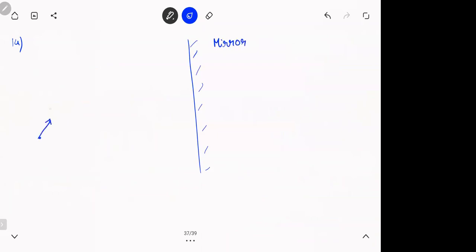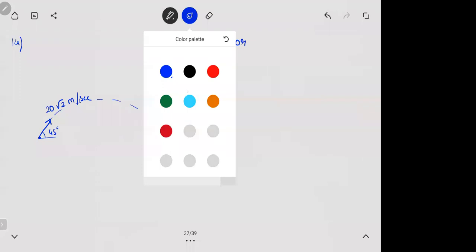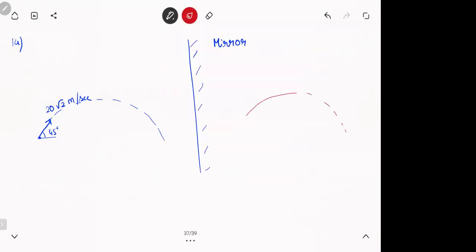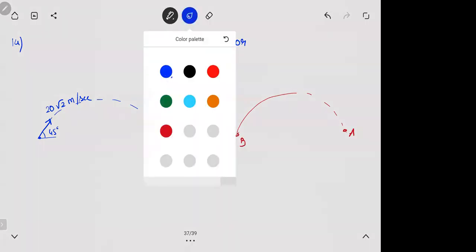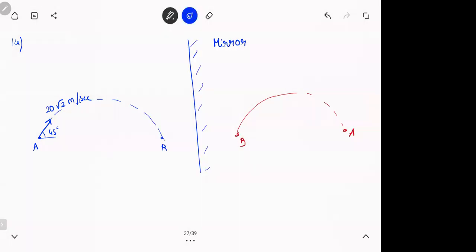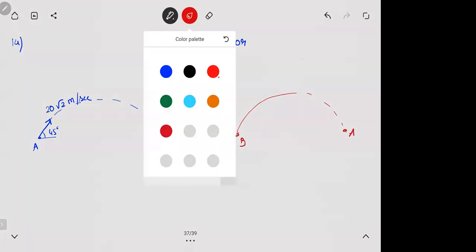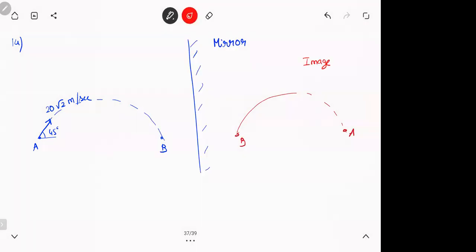We have a particle here projected with 20 root 2 meters per second at an angle of 45 degrees. So this will go like this. Similarly, there will be an image also, going like this. So this is A and this is B. This was A and this was B. Are you getting? This was the image. So now the question is, find the velocity of the image.